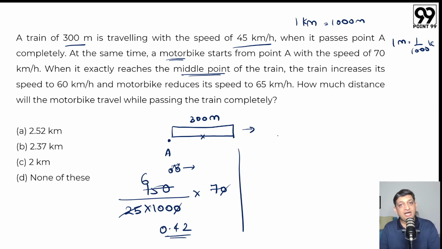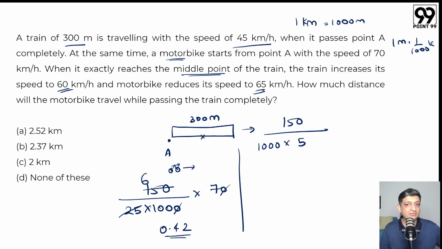What about the second part? Now in the second part, again, the distance that needs to be traveled is 150 meters, which means 150 divided by 1000 kilometers. But this distance is now being traveled at a speed of 65 minus 60. Because the speed of the train increases, the speed of the motorbike decreases, but of course the motorbike has to be faster than the train so as to be able to cover this distance. So now the relative speed is going to be 5 kilometers per hour. And then we will be able to get this. We know that 0.42 is the amount of, so basically this is the speed multiplied by the amount of time is going to give me the distance in kilometers.